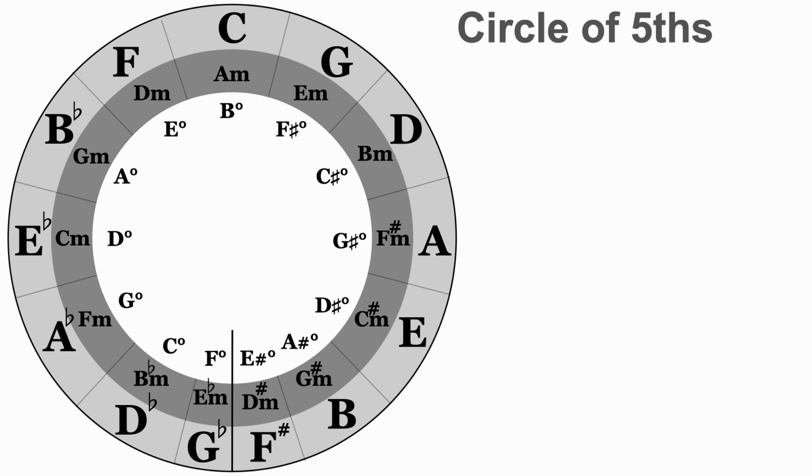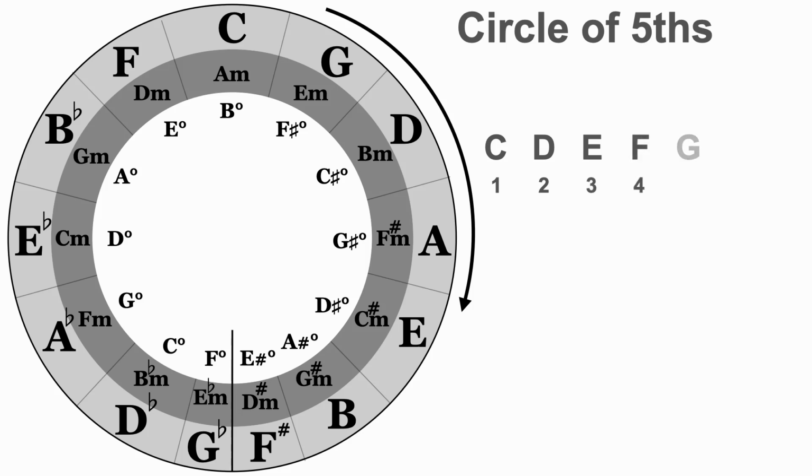So starting from the top, we have C major, and then we have G major. And again, I'm going in the clockwise direction. So moving from C to G, what does that really mean? Well, we have the C chord, the D chord, the E chord, F chord, and now we have G. Now, that's 5 notes away. And a lot of people go, oh, well, that's why we call it the circle of fifths, because from C to G is 5 notes.